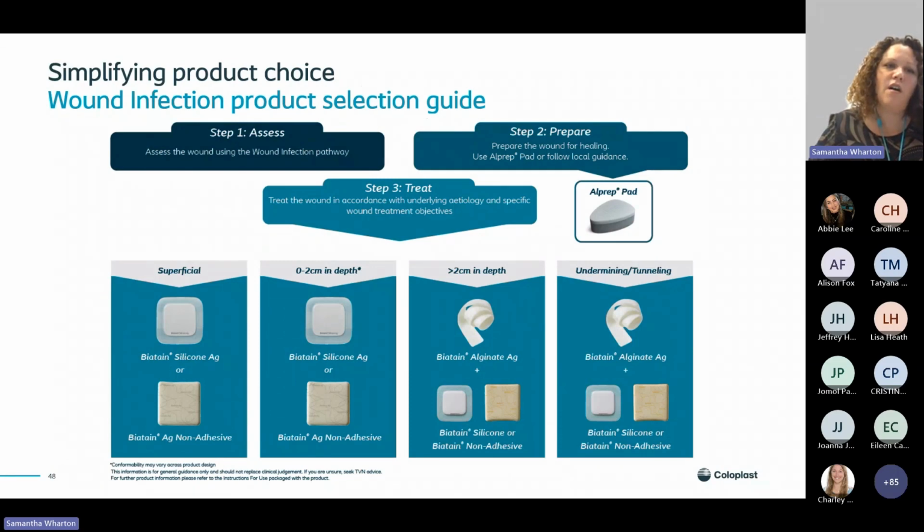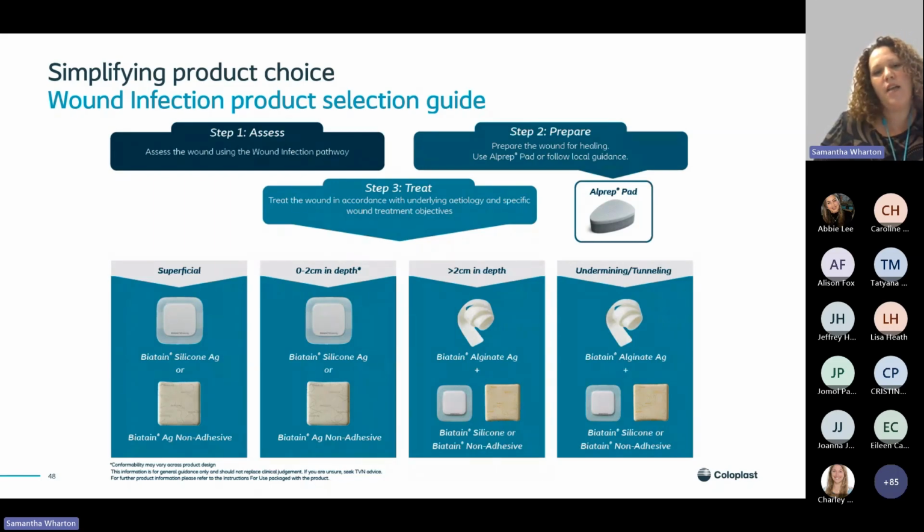Then we have our wound infection product selection guide. So this again really simply tells you what you can use to help you with those wounds that are showing signs of infection. So you assess the wound using the wound infection pathway. You would prepare the wound for healing using the All-Prep pad, or follow local guidelines.